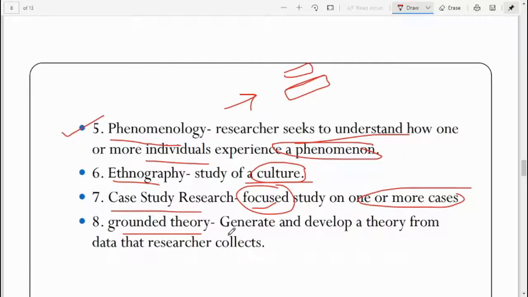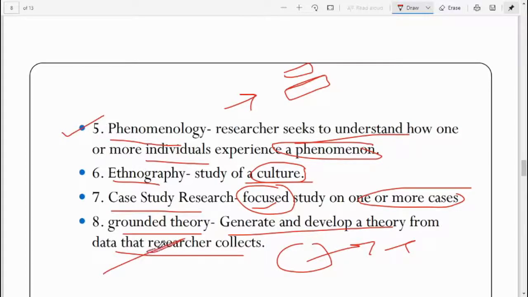It is used to generate and develop a theory from data that the researcher collects. So whatever data is being collected, on the basis of that data we try to generate a theory. That's why it's called grounded theory. Grounded means that we are laying a foundation stone for any theory, so it is called grounded theory. And as I have told you, qualitative research comes under inductive research, where we generate a theory. So here it applies very well.